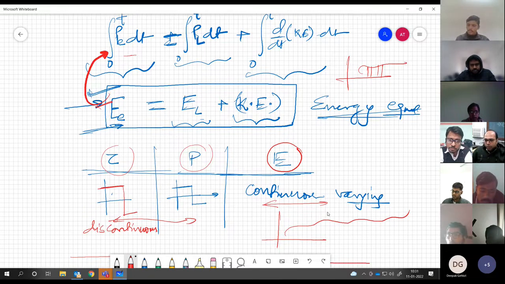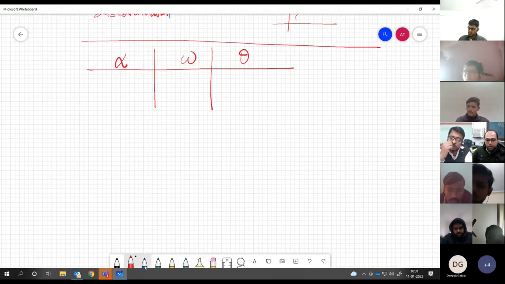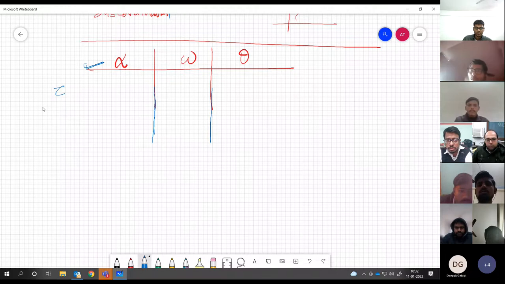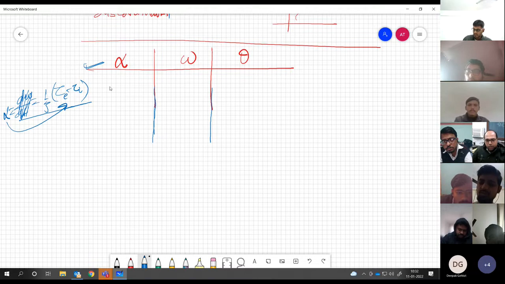Okay. Now, if you come to the other three quantities, we have acceleration, speed, and theta. What can you say about these quantities? How about acceleration first? Is it continuous or discontinuous? Discontinuous, sir. Why? Because acceleration is only dependent on the applied torque. So d omega by dt, which is acceleration, equals 1 by J times (tau e minus tau l). This does not involve any integration. If you remove this, alpha is simply equal to this. So if torque can go discontinuous, so can acceleration.